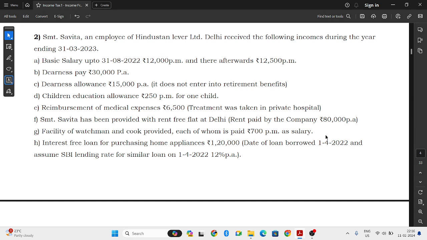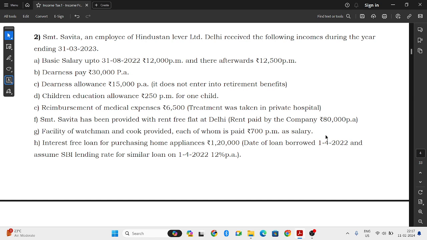Reimbursement of medical expenses is 6,500. The treatment was taken in a private hospital, and whatever the medical expenses are, they are reimbursing it. Srimati Savita had been provided with a rent-free flat at Delhi. Rent paid by the company is 80,000 per annum. For RFA, rent-free accommodation, we have to take this into consideration. A watchman and a cook are provided, each of whom is paid 700 per month as salary.